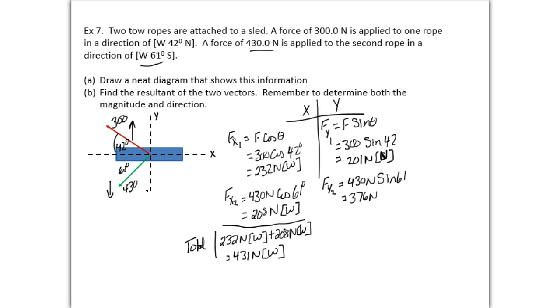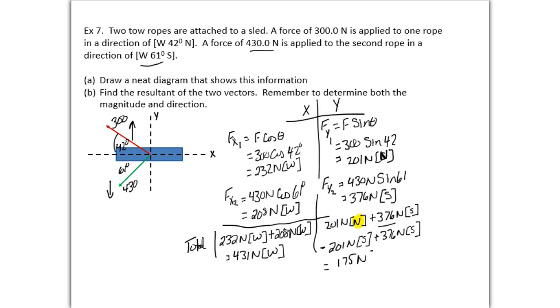176 newtons. And even though it's straight down, we know on a compass that would be south. So for a total here, you're going to add your 201 newtons north plus your 376 newtons south. Now which is bigger? This one's bigger, so its direction stays the same, so you have to change to north. You change your smaller one. Directions have to be the same. So it's going to be a negative 201 south plus 376 south. That's a negative. So your force here is 175 newtons south.